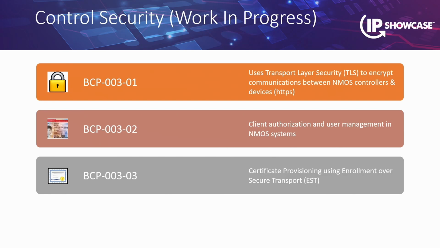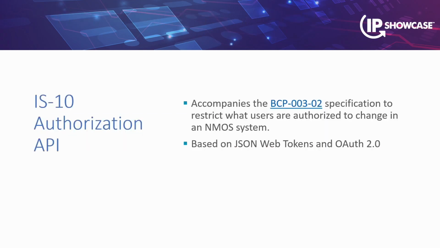The second is 003-02, which is authorization and user management. And then finally, we have 003-03, which is a way of provisioning certificates in the system, these security certificates, so that we know that we're talking to trusted sources. Part of this security effort resulted in another IS standard called IS-10. It's the authorization API that goes along with the BCP 003-02. It uses JSON web tokens and a very common authorization system called OAuth 2.0 that's used heavily in IT-based systems.